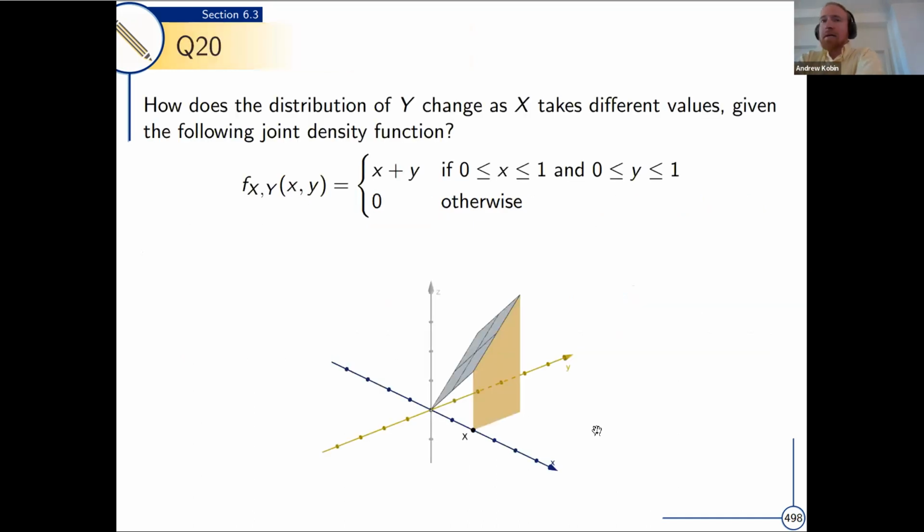I'll leave you with a practice problem. So pause the video now if you want to work out this practice problem. We've seen this picture and we've seen this density function before. This is just asking another question about it.